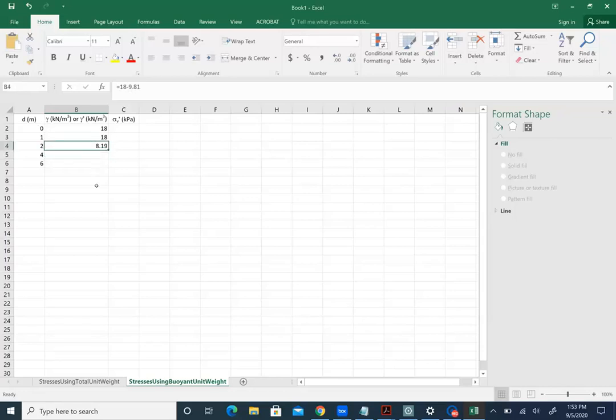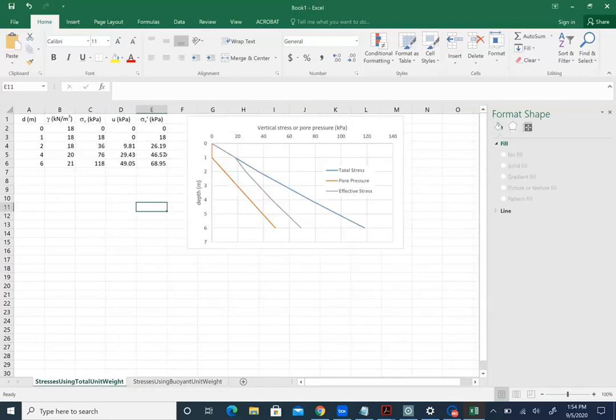So now here is the buoyant unit weight at a depth of 2 meters, right? So that's below the water table. Then at 4 meters, it's 20 minus 9.81. And at 6 meters, it's 21 minus 9.81. And then we can just do sigma V prime is equal, well, it's 0 at the surface. And then we can integrate as we were doing before. It's the previous value of effective stress plus the unit weight, either buoyant or total, times the change in height over that interval. So we get 18. And you can see we still get 68.95 at the bottom. So we've got the exact same effective stress profile, but we've skipped the step of computing sigma V and U. So it's kind of a shortcut, right? You can see that these are exactly the same.